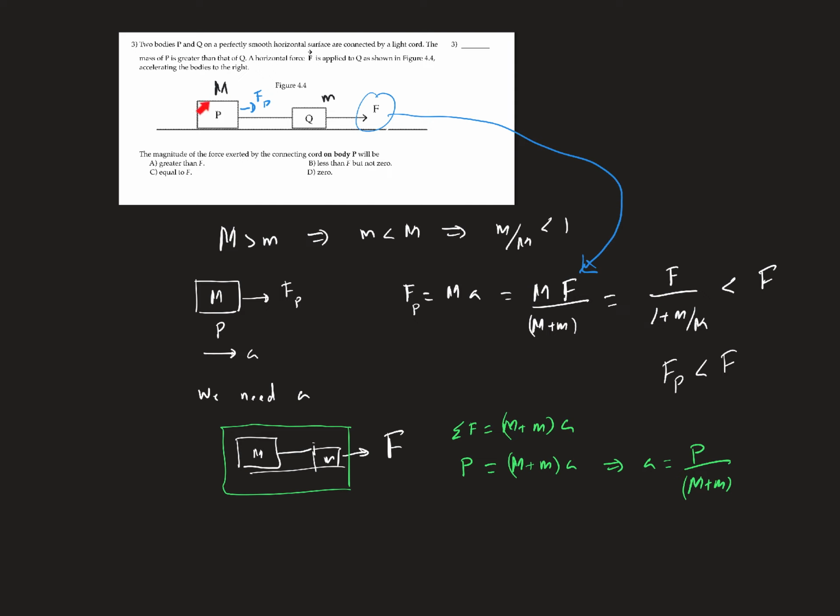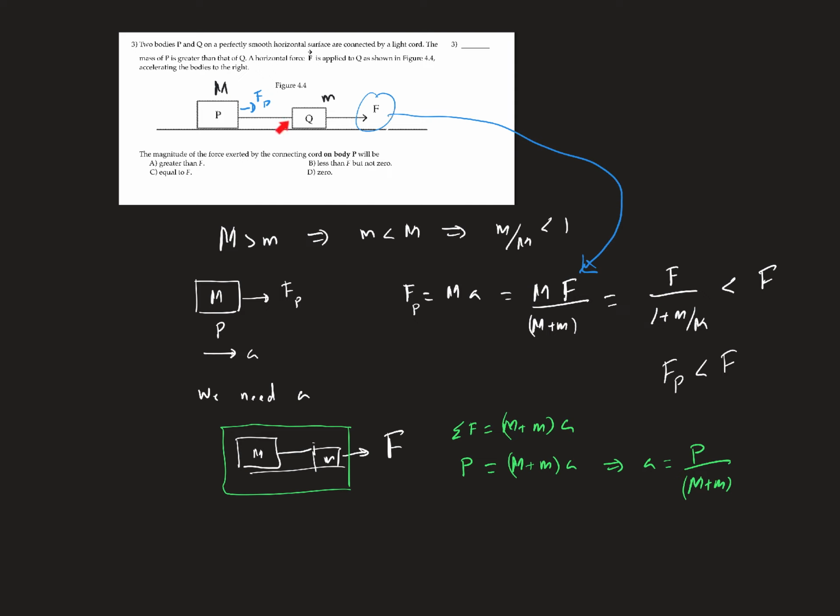Say two bodies, P and Q. Okay, P is more massive, so I use the capital letter M. Q is less massive, so I use the little letter m. Two bodies, P and Q, on a perfectly smooth surface, are connected by a light cord. This is the light cord. I suppose the mass of P is greater than the mass of Q. A horizontal force is applied to Q, as shown in the figure, accelerating the two bodies to the right.